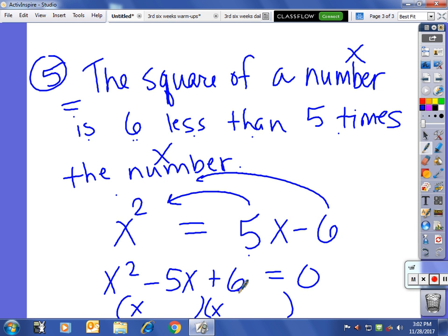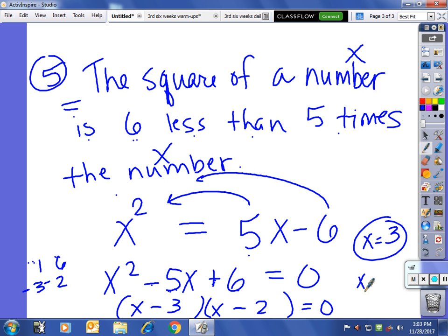Now you got to be careful here, because look at 6. 1 times 6 could make a -5, but so could 3 and 2. So you got to think about your signs here. If the last term is positive but the middle is negative, that means both of your signs have to be negative. And if both of these were negative, it's not going to make a -5. So it's got to be the 3-2 combo. All right, so there's my factors. Keep on solving it. If x minus 3 equals 0, then x would be positive 3. If x minus 2 equals 0, then x would have to be positive 2. So here are my two solutions to that word problem.